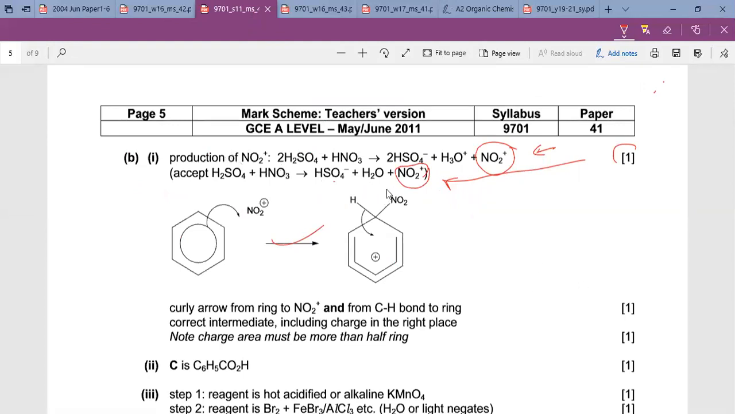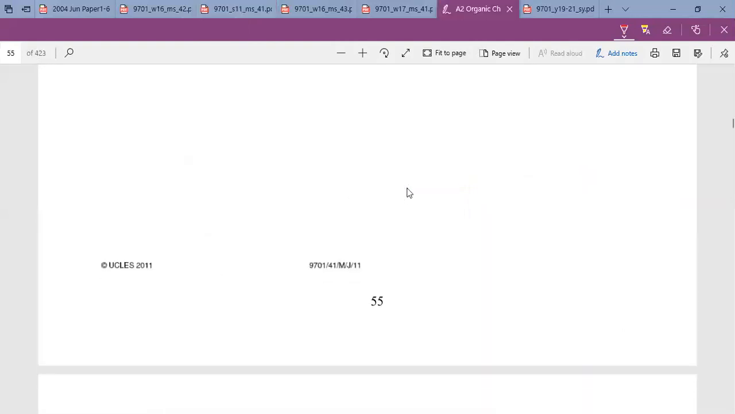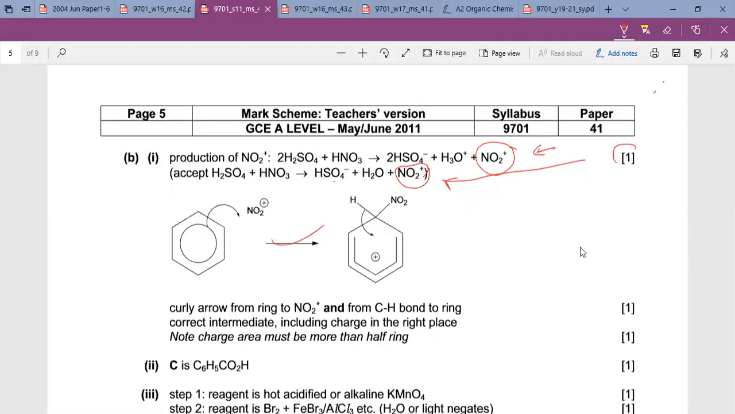Okay, it's the equation here. Now, 2 marks, 3 marks. First, of course, 1 mark is given for the production of the electrophile. Always the production of the electrophile. Again, if you don't know, I'll knock your head.